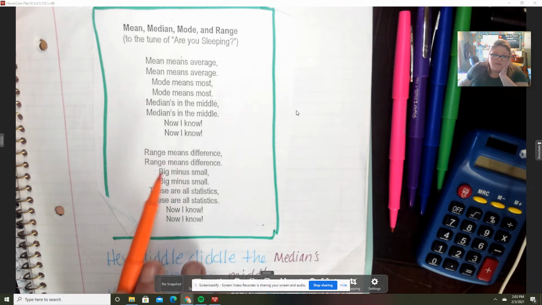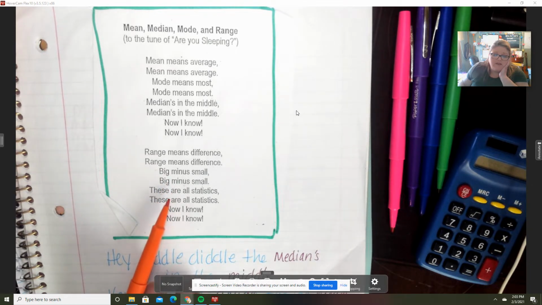Range means difference. Big minus small. Mean is add all numbers, then divide by the total number. These are all statistics. Mean is average. You add them all up, then you divide.